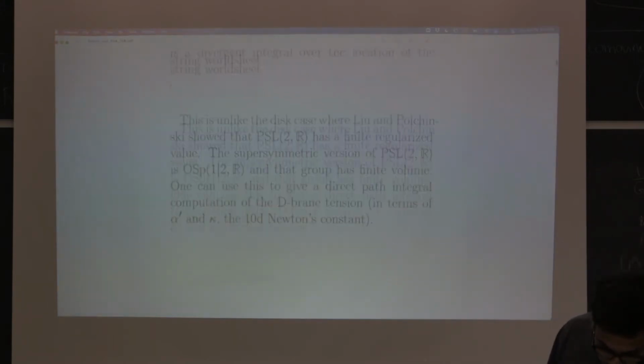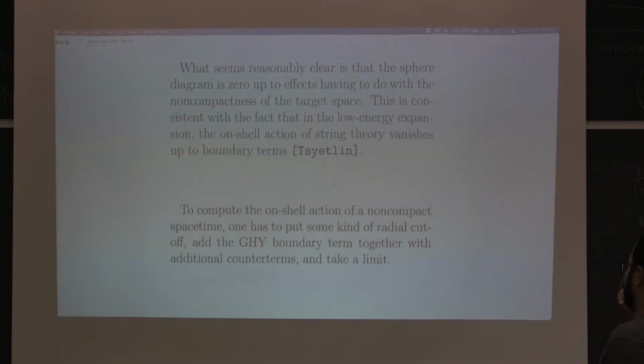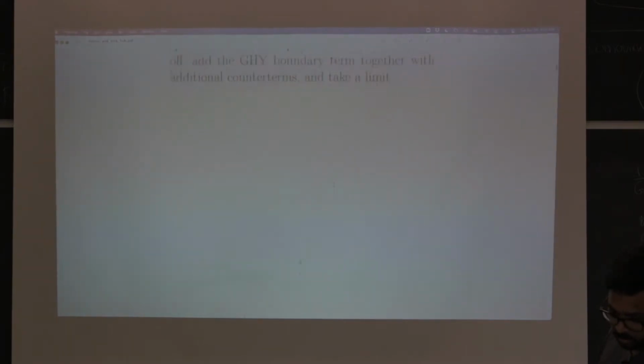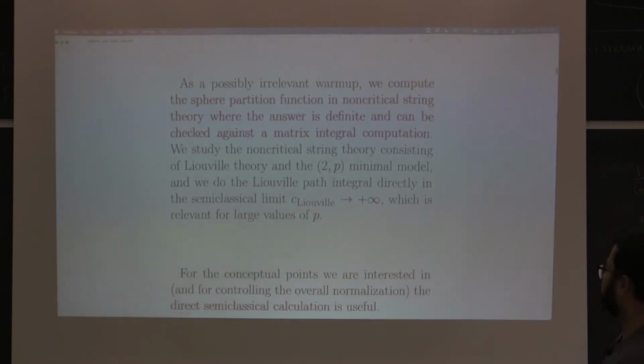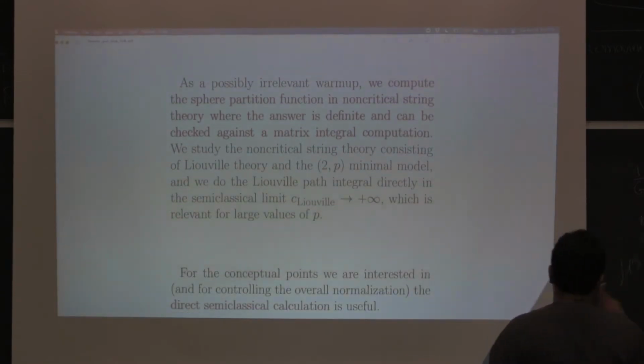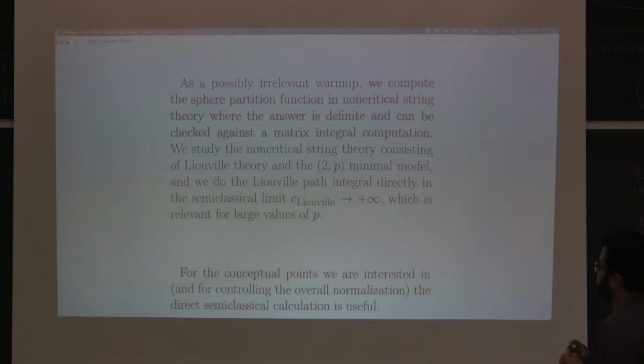Okay, and here I was just saying that when we have a non-compact space-time, even in the Gibbons-Hawking-York procedure, you have to put a cutoff, you have to put the counterterms, and then take a limit to get things like the entropy correct. So here is what we do. We don't answer this question in any of these interesting backgrounds, AdS3, Schwarzschild black hole, none of that. It's a possibly irrelevant warm-up, but we did it anyway.